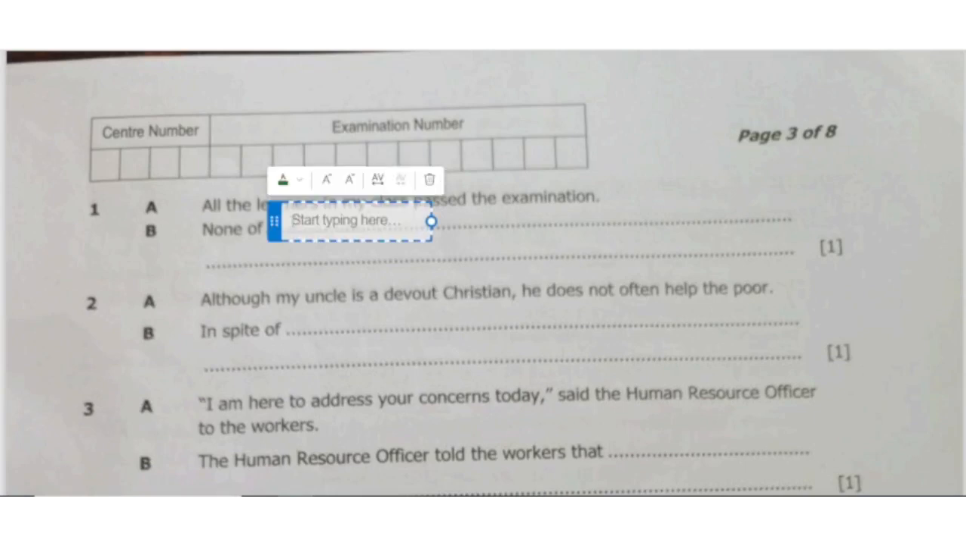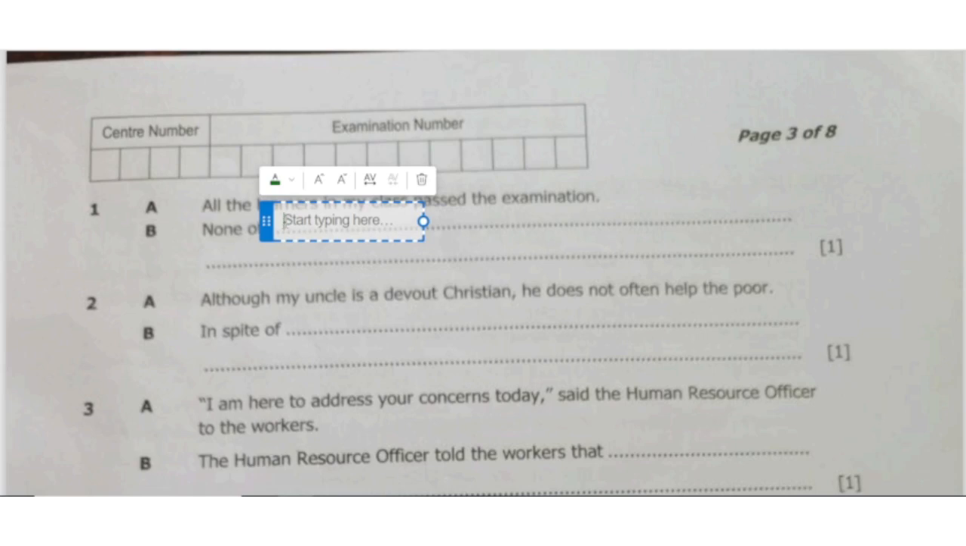So the first one is, let me just read the sentence. All the learners in my class passed the exam. So the answer will be none of the learners in my class failed the exam.